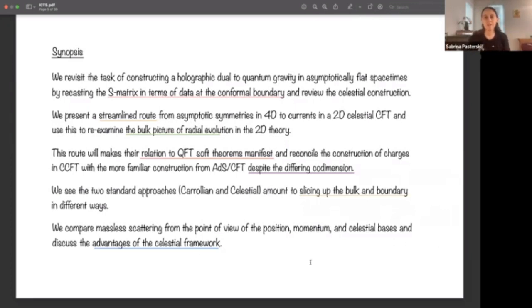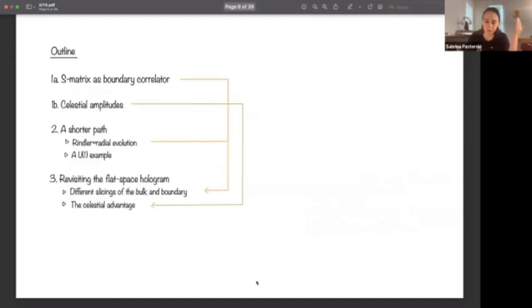So hopefully the point is, after all of this, we're going to see that some of the tools used in AdS/CFT do carry over, but we're making different choices for how we cut the bulk and boundary. That perspective should be helpful for comparing what one would want to naturally do moving forward, and also give some insight into why we would have wanted to reduce to this codimension two theory from the get-go. Okay, so the outline for today: there are going to be two introductory sections. The first one is just viewing the S matrix, for any basis, as this boundary correlator.